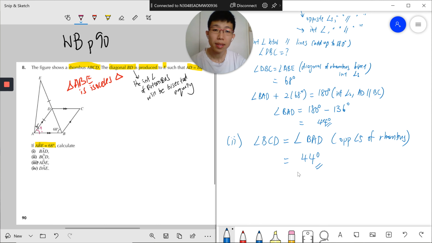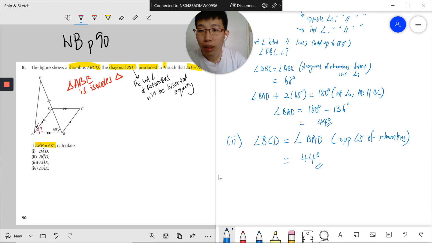In this case, angle BCD is equal to angle BAD due to the opposite angles of a rhombus, which is equal to 44 degrees. A rhombus is actually a special case of a parallelogram. That's why it can follow the properties of a parallelogram. The only difference is that a rhombus has all sides of the same length, but for a parallelogram, only the opposite sides are parallel and equal to each other.